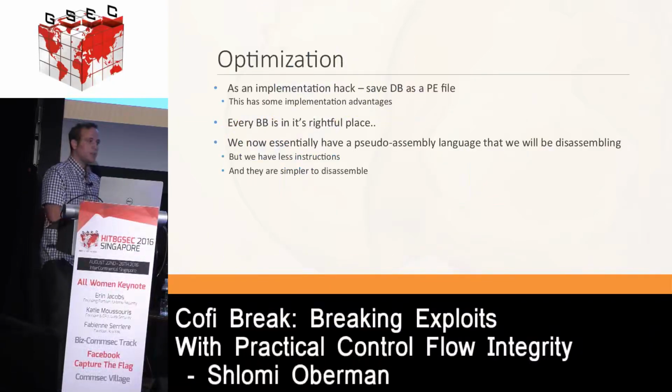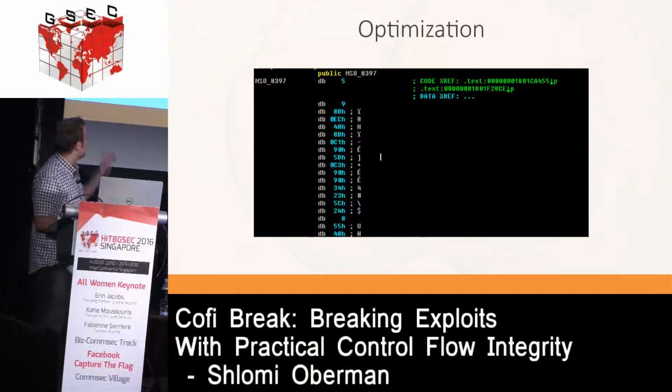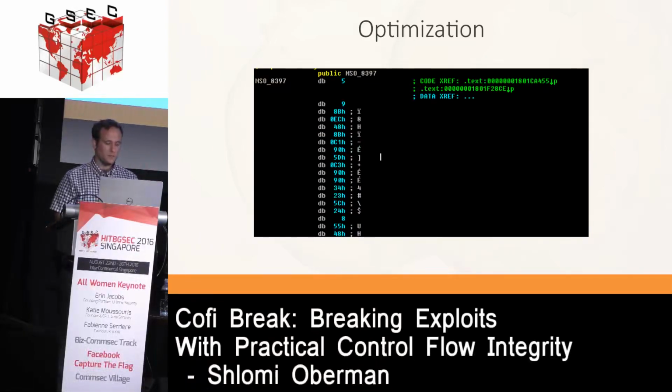Okay? As a little implementation hack, we take all this information, we save it in a portable executable format, every basic block in its rightful place, every basic block in its correct relative address, and we've essentially built a little pseudo-assembly language that is easy to disassemble and only contains branch information. Okay, so this is an example. This obviously loads in IDA because it's a portable executable format. This is the first basic block of an export of MSO DLL with the basic block information at the head, right?